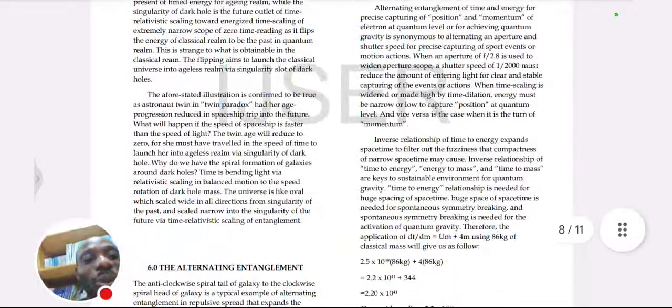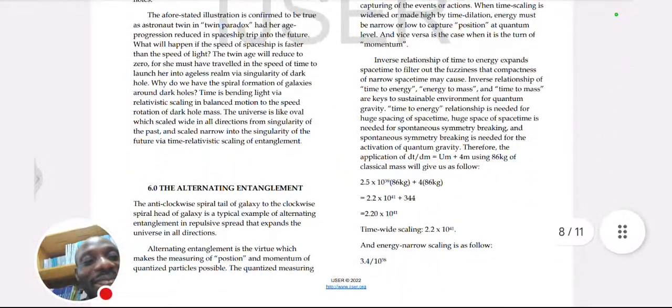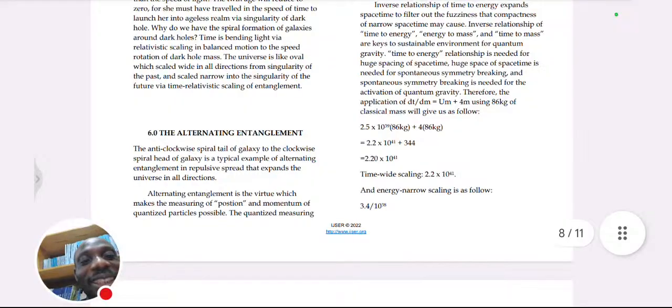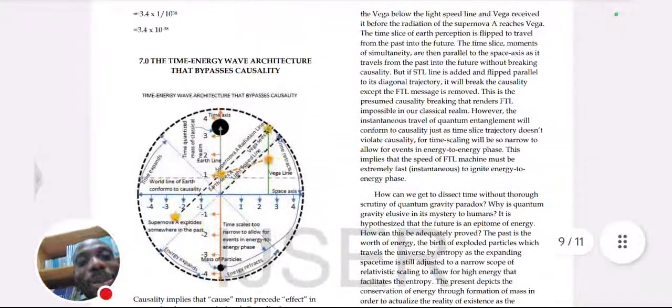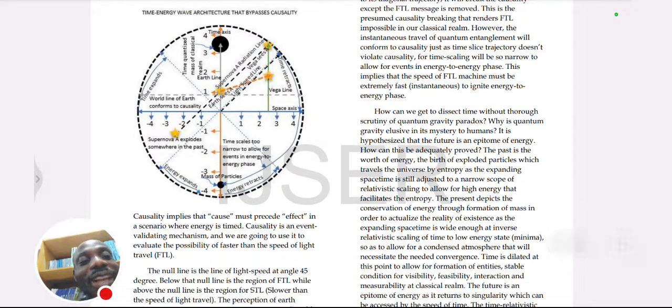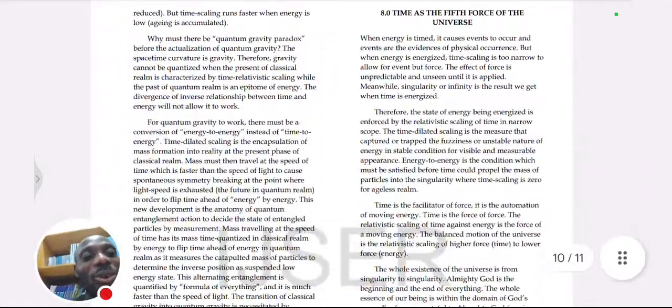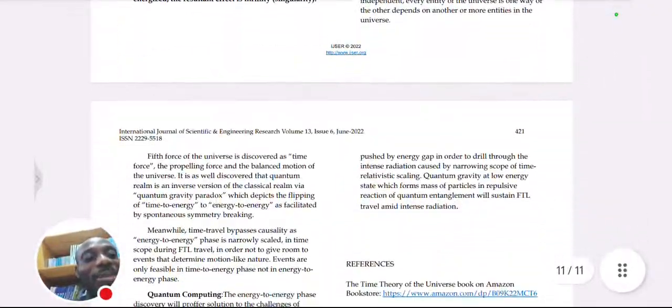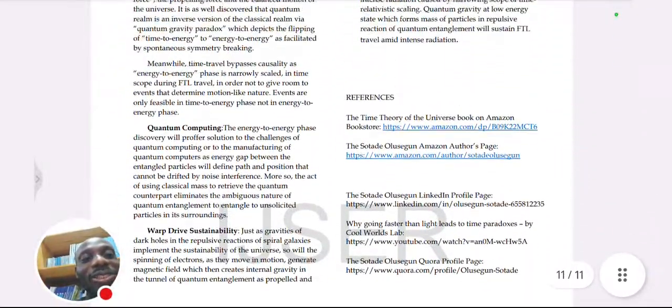Sure, you understand? So now basically that is that. And then another thing, this part is actually talking about the time energy wave architecture that bypasses causality. And so I focus on that instant trajectory of time right here. Then I use diagram to illustrate it. So that is that about the whole thing.